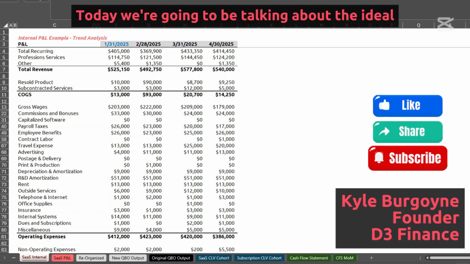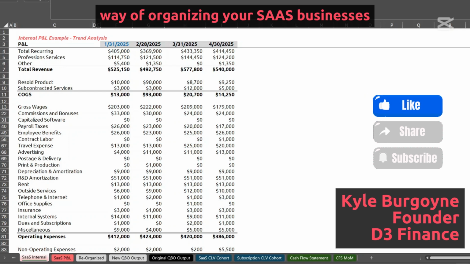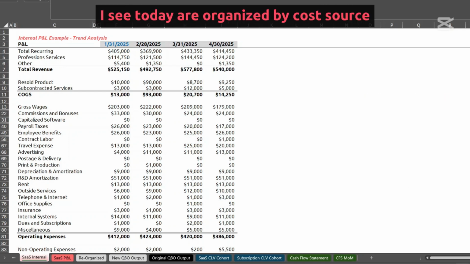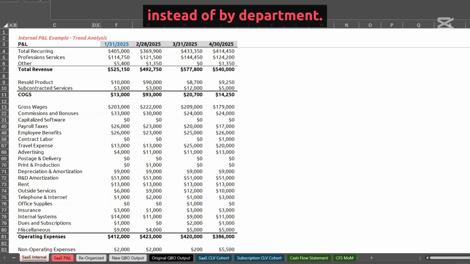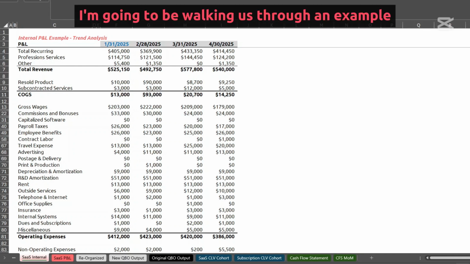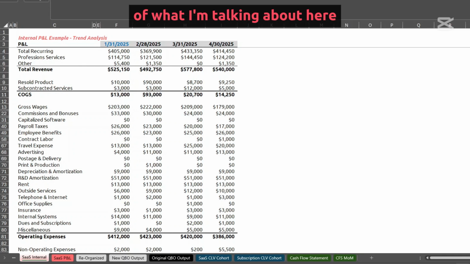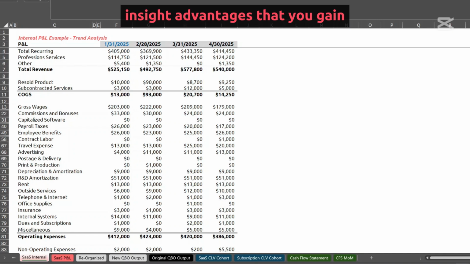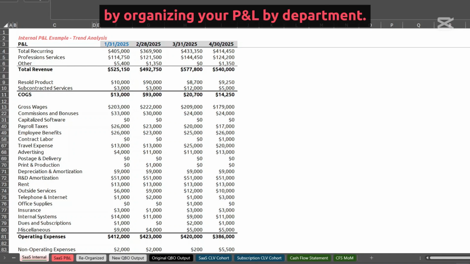Today we're going to be talking about the ideal way of organizing your SaaS business's profit and loss statement. A lot of P&L statements I see today are organized by cost source instead of by department. I'm going to be walking us through an example of what I'm talking about here, and then I'm also going to point out the operational insight advantages that you gain by organizing your P&L by department.